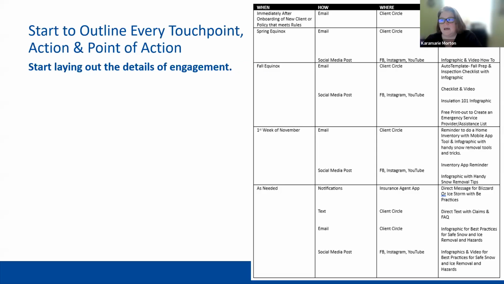So when I say that your outline is simple, I'm showing you an example of a rudimentary, very simple client engagement outline. It's extremely simple. When, how, where, what. If you don't have any other place to start, this is the best place to start. 4 columns, you can do it in Excel, you can do it in Word. You don't have to have any fancy software.